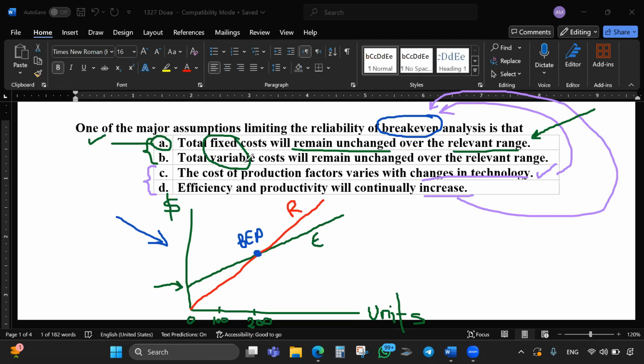B, total variable cost will remain unchanged? Of course not. Variable cost increases while you are increasing your production. This is why this line slopes upwards. So the correct solution will be A.